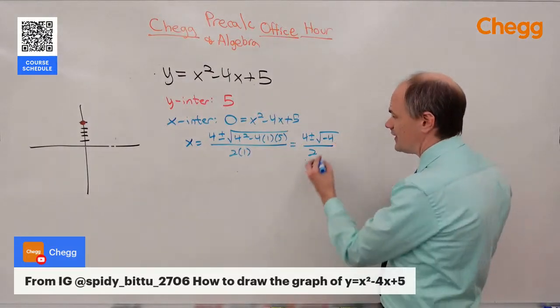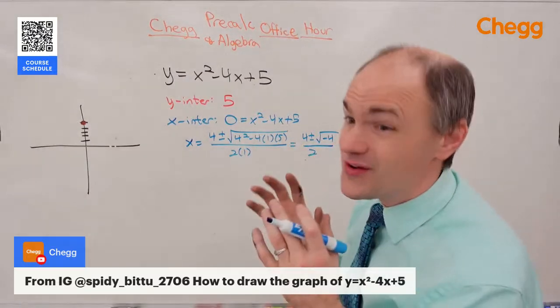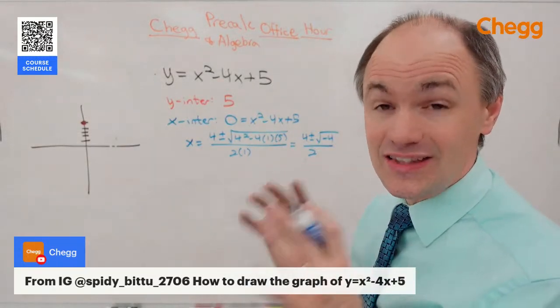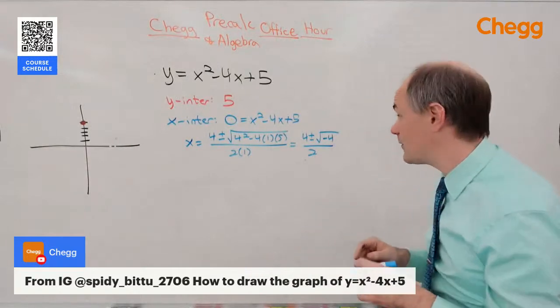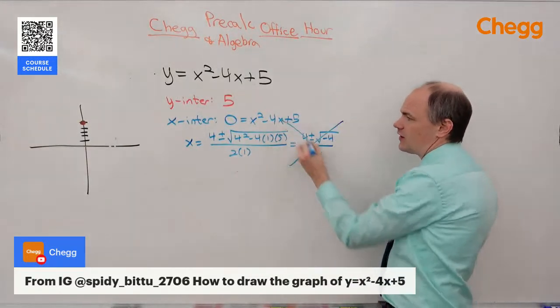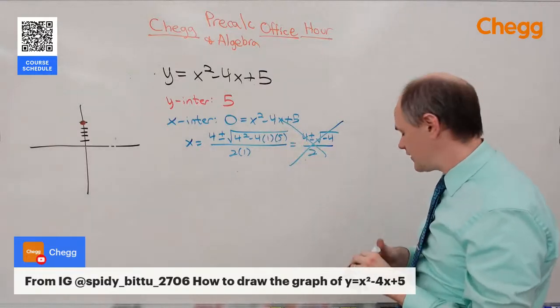Since we can't take the square root of a negative number, well, there is i. If someone wants to talk about i and complex numbers, stick it in the chat, and I'd love to talk about complex numbers. It's a great topic in pre-calculus as well. But in terms of the graph, there are no x-intercepts, so we're out of luck for that one.